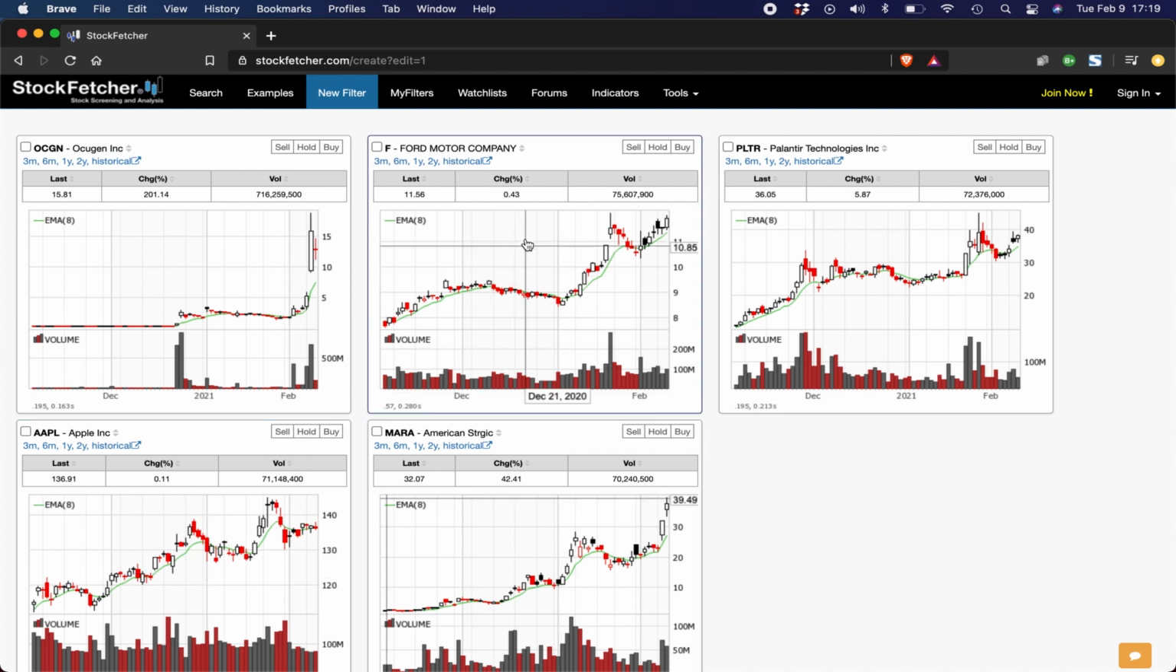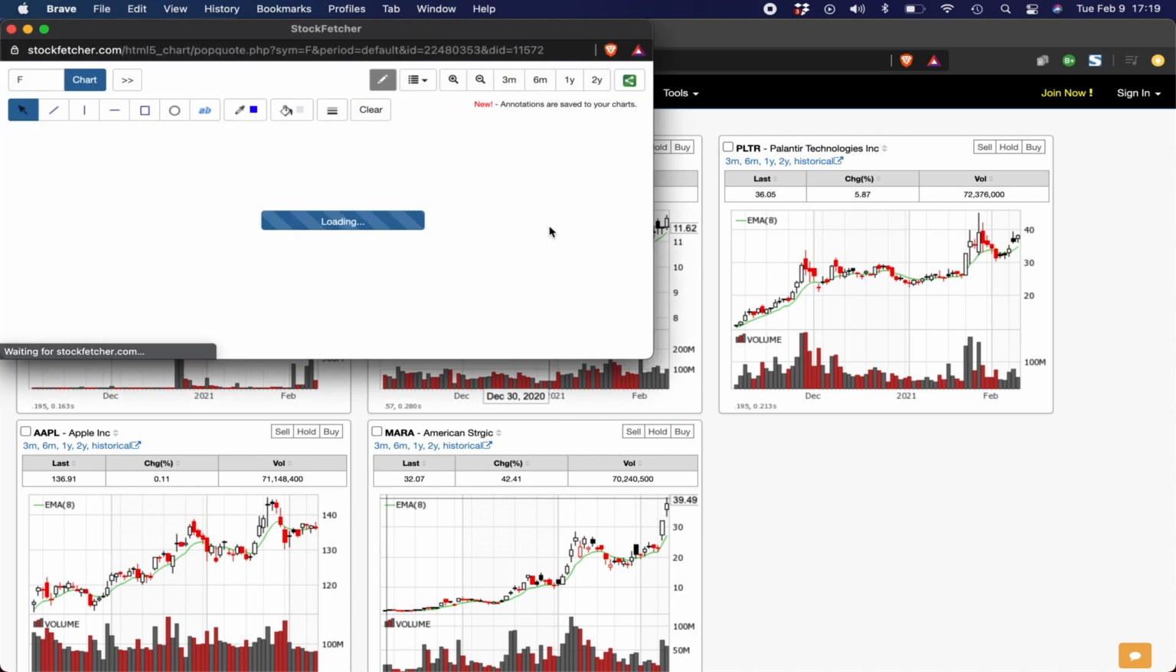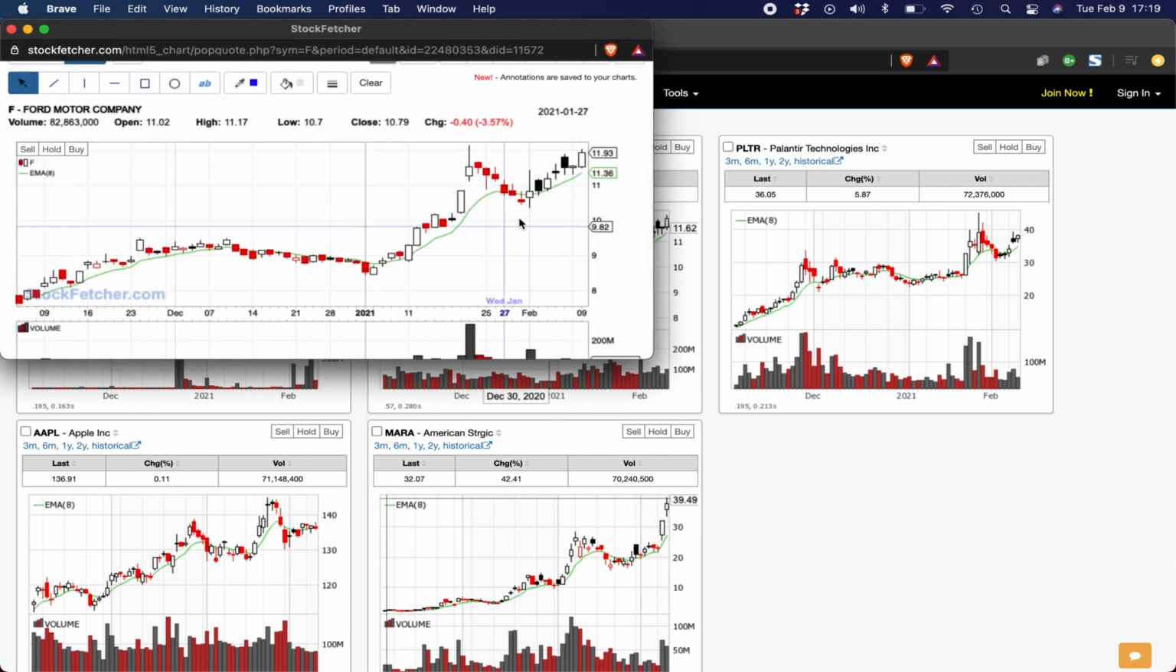So let's see the chart for Ford, for example. As you can see, yesterday it closed above EMA 8, which is why the filter pulled this stock. And today also the stock stayed above EMA 8. So I would potentially go long tomorrow when the market opens, and I will stay in this trade until the stock price closes below EMA 8. So again, you can see this EMA 8 strategy working here clearly.